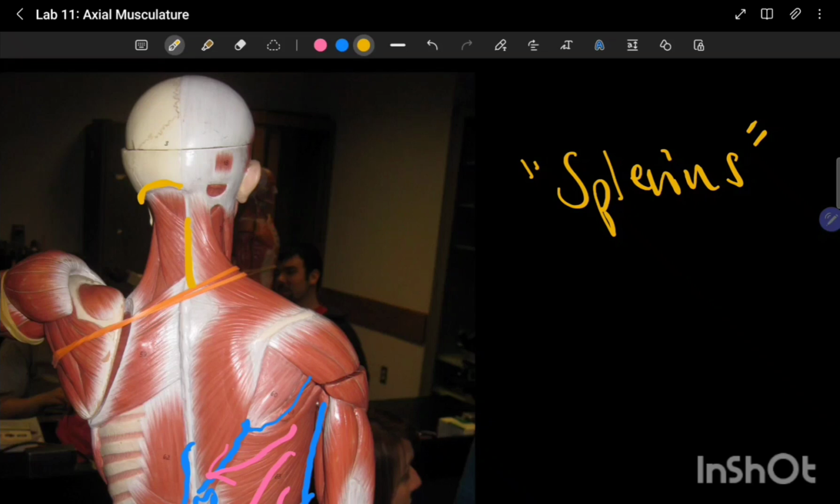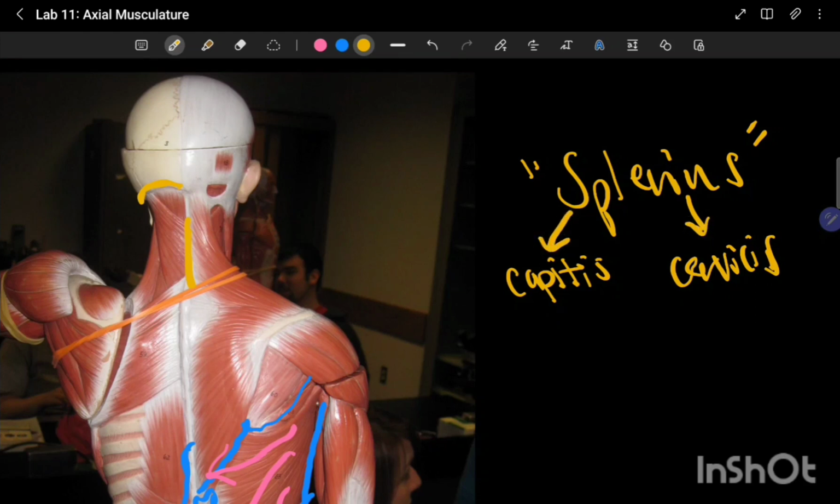So the heads are splenius capitis and cervicis. If we had to take an educated guess, our splenius cervicis is going to be the muscle that is attaching to the cervical vertebrae, maybe a little lower, and then our splenius capitis is going to be a little more superior. It's the one that's going to have a head attachment, so to speak. Those are not very well separated on our model, so I'm just going to outline them for you.